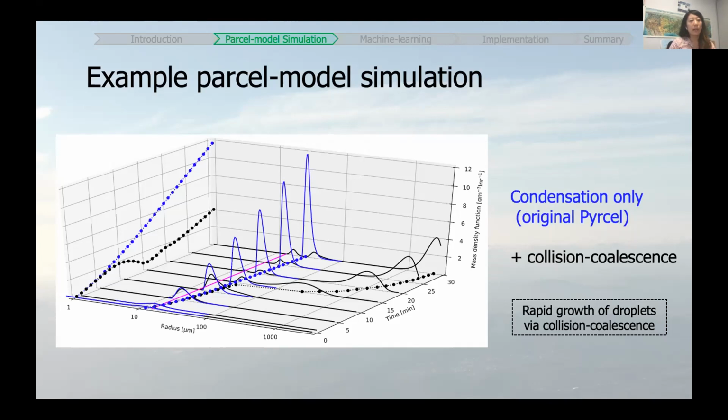Whereas when I included collision and coalescence, the size increase was much more rapid and dramatic. And so you see the rapid growth of droplets through collision and coalescence. So that's exactly what we wanted. So now the model includes collision coalescence. We ran thousands of these simulations. So you can go to the next slide.